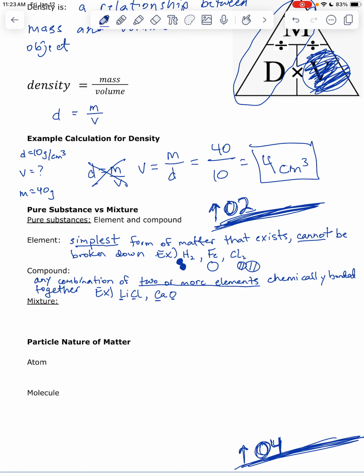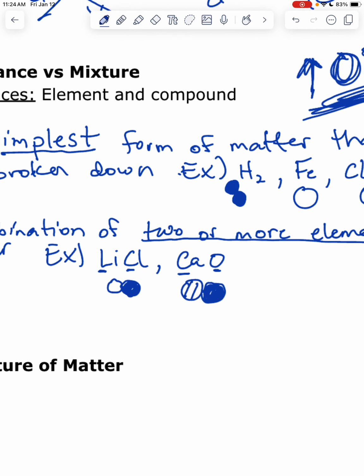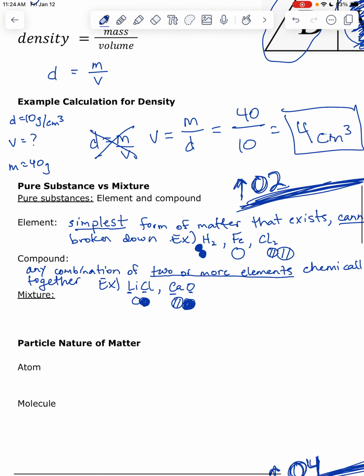So if we wanted to draw pictures of these, I would just have to represent, say, lithium as a hollow circle and chlorine as a filled in circle, or calcium as one kind of circle and oxygen as a filled in circle, something like that. But you notice that these drawings have more than one type of circle, which means they have more than one type of element in there, which means that they are compounds.